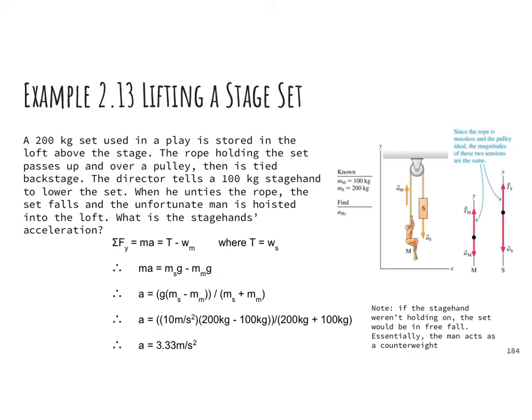And here it is again, probably a little bit nicer written out. But a quick little note: if the stagehand wasn't holding on, then this is actually a lot easier. There is no countermass, so there is no tension, and then the only force is the weight. Well, that's just an object in free fall. So essentially what's happening is the man is acting as a counterweight, and the heavier that man, the slower the acceleration of the system.